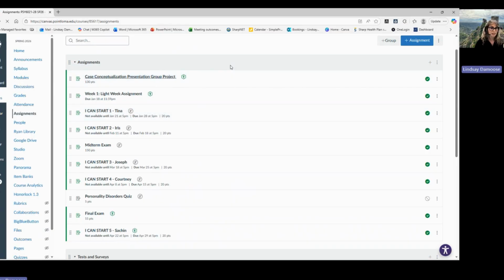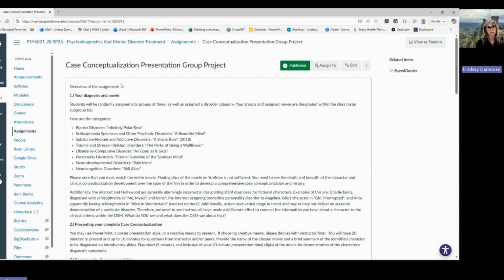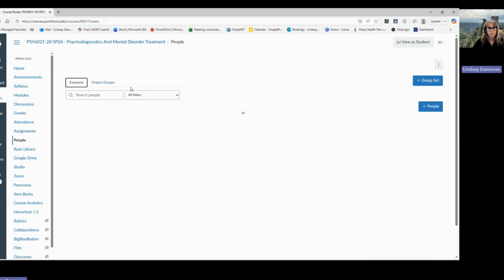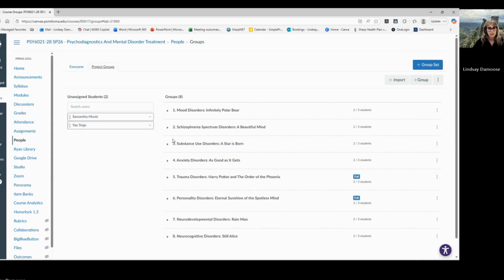One of my favorite aspects about the course is the case conceptualization group presentation project. And so everybody has been assigned into a group. You all have been assigned an actual group and a disorder.